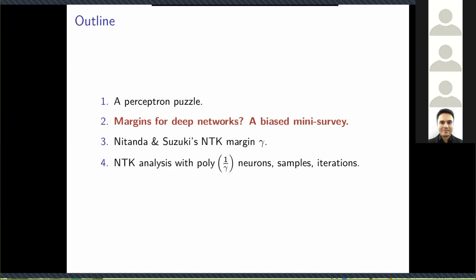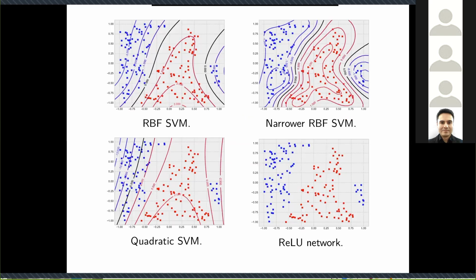What I've drawn here is one data set which is non-linearly separable. So I have red negative data and blue positive data. And I fit three different regularized SVMs, which are explicit max margin techniques: an RBF SVM, a narrow RBF SVM, and a quadratic SVM. I fit them to this data. I ran the optimization to its core and got a good margin separator.